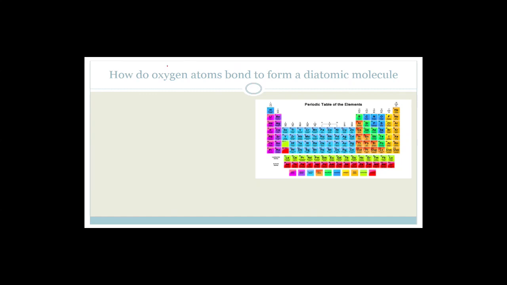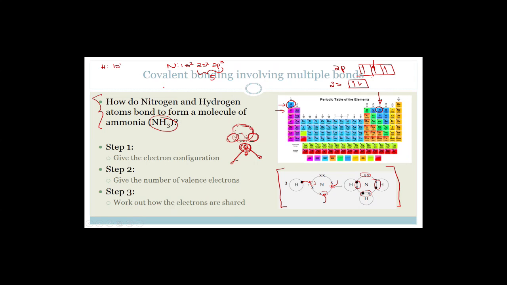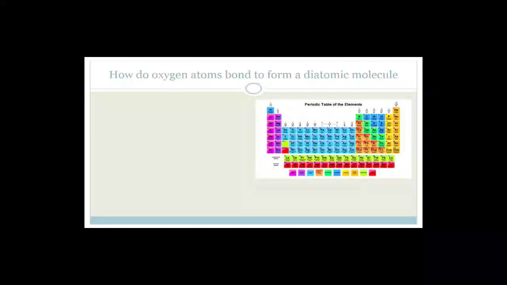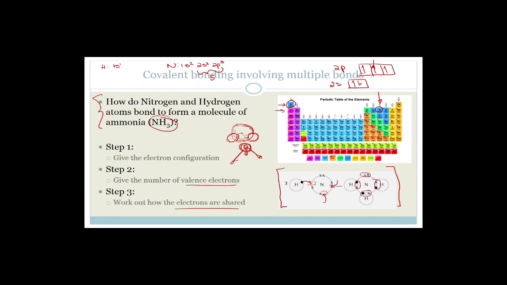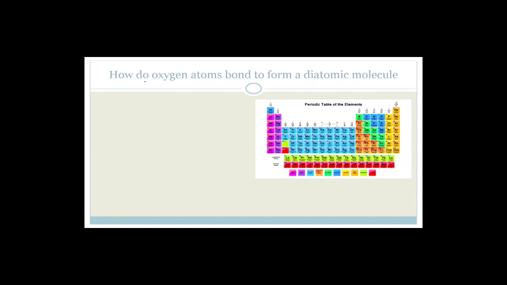Right, so now let's talk about how oxygen atoms bond to form a diatomic molecule. So we've been going through these steps where I said first give the electron configuration, we just did that. Then we said work out the number of valence electrons, which we did over here. Then we said, okay, now work out how the electrons are shared. So we draw the Lewis dot notation and we work out how they're shared. Okay, awesome. Now I'm going to show you the short way. Obviously I'd prefer it if you understood how to do this and where it was coming from, but let's do oxygen.